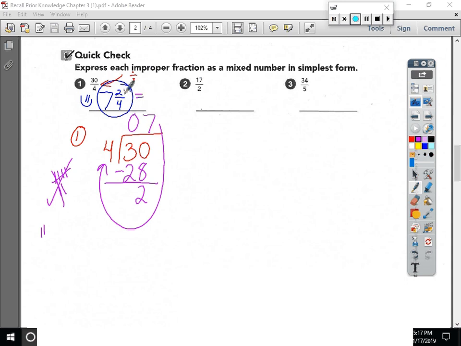Could I also simplify this fraction? Does something go nicely into 2 and 4? Maybe you notice that they're both even, in which case we could divide them both by 2. And if I do that, that whole number will not change, but I'll have 2 divided by 2 is 1, and 4 divided by 2 is 2. I get a final answer of 7 1/2, and you get yourself maybe a gold star, or purple if you're lucky.